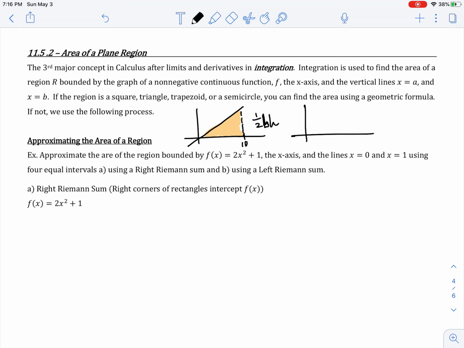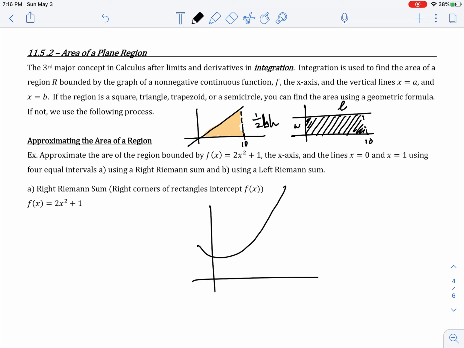Or if I gave you something like a rectangle, and I said, we've got a constant graph. Can you find the area up until 10? And you'd say, sure, no problem. I can find this area pretty easily, right? It's just going to be length times width, right? And that would seem easy enough.